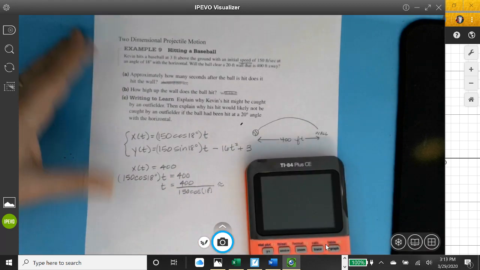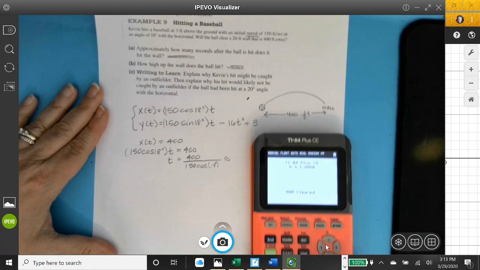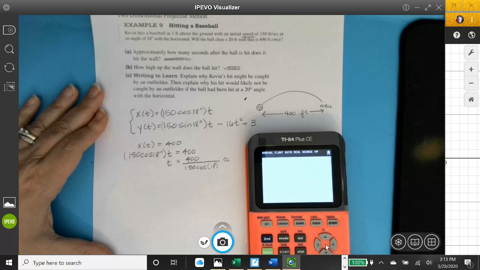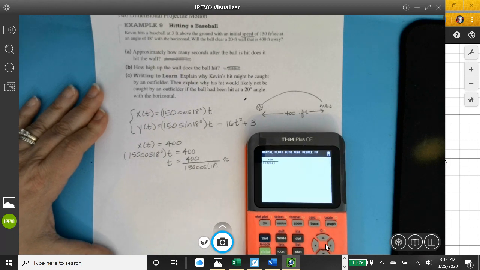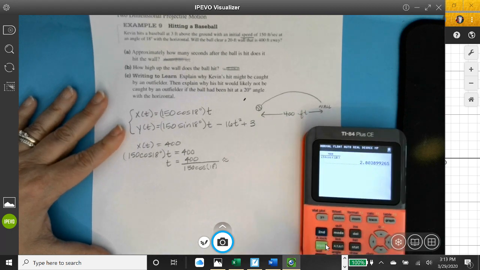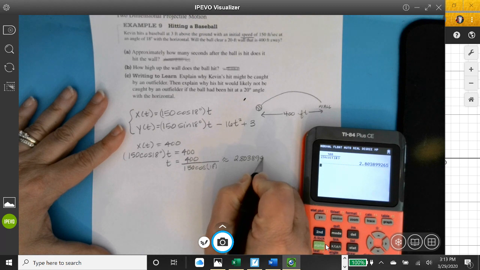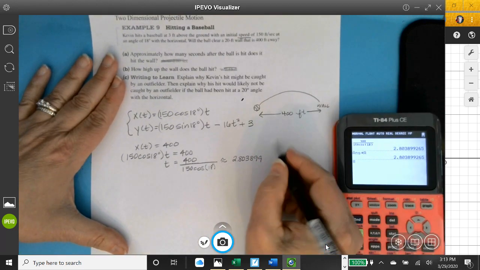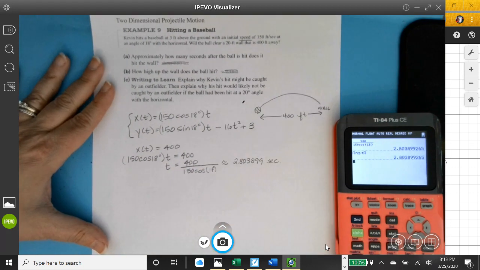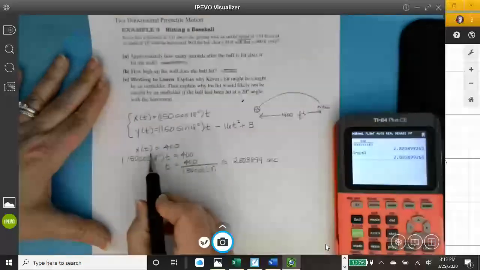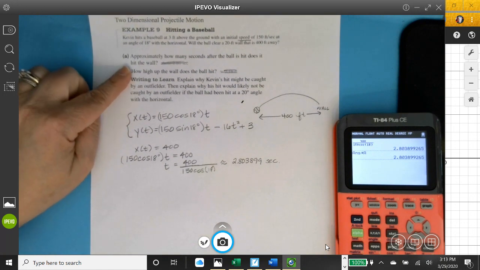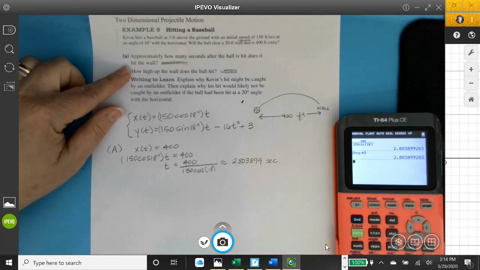All right, now let's pull out the calculator. I am in radians, so I need to change that to degrees because I was given degrees. Now I'm going to say 400 divided by 150 cosine of 18 degrees. And that's going to give me a number, 2.803899. What I'm going to do is store that in alpha A. So that's how many seconds it's going to take once it leaves the bat to go 400 feet. Does everybody understand that we set the horizontal distance equal to the x component because that is the horizontal distance? So part A says how many seconds is it going to take to get to the wall? Well, it's roughly 2.8 seconds to get to the wall.